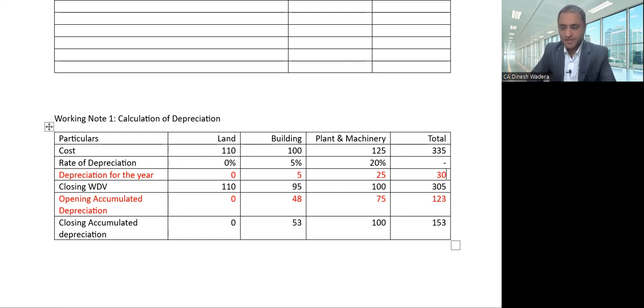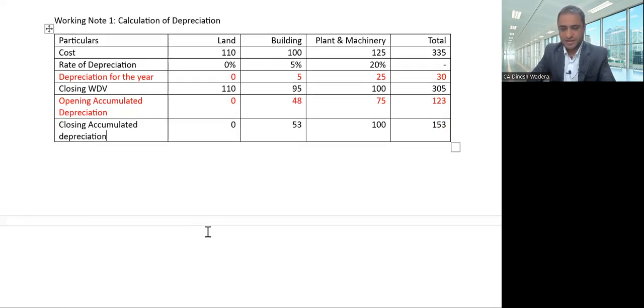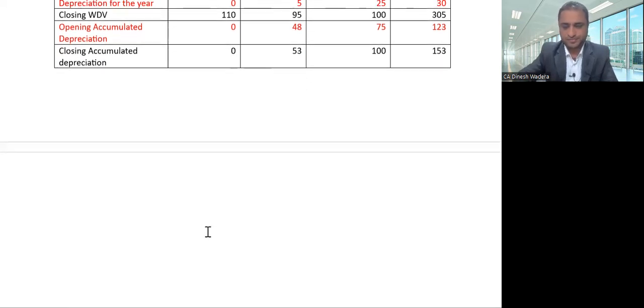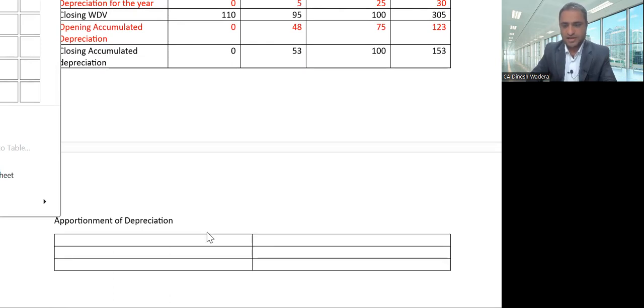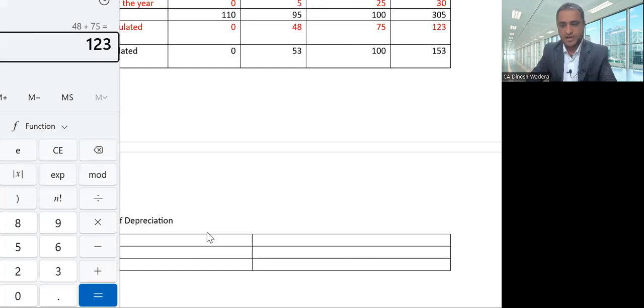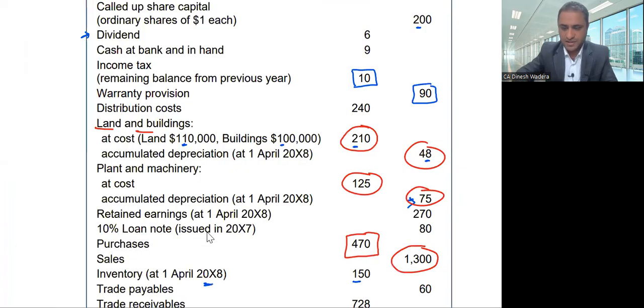So now the depreciation for the year is 30, but we are not going to show a separate line item for depreciation. So we can just call it a working note too, or make it part of this working note. Let's say apportionment of depreciation. So it has to be apportioned separately into three components. So let's get back to the question.